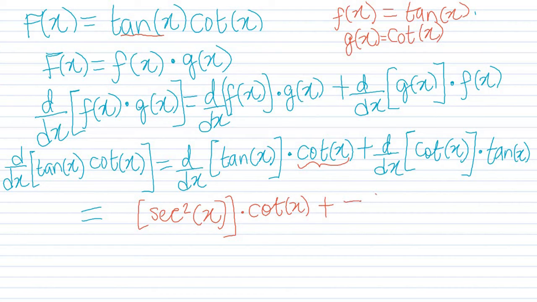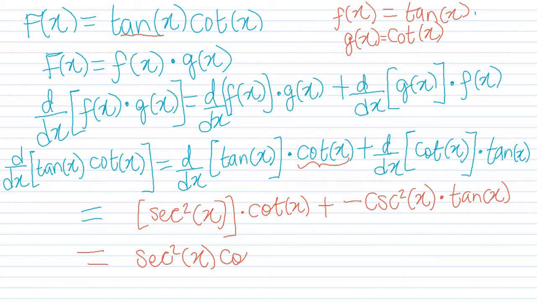So you have negative cosecant square of x multiplied by tan x. So basically our answer is now going to be secant square x cotangent x minus cosecant square x tan x. This is the answer to the question we just asked, the derivative of tan x multiplied by cotangent x. But guess what? This is not the end of the video.